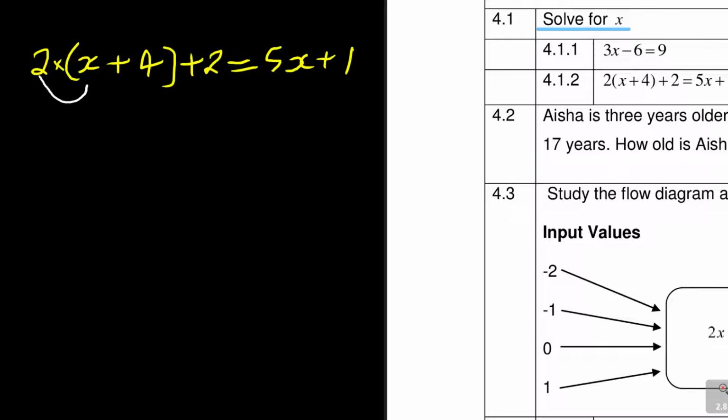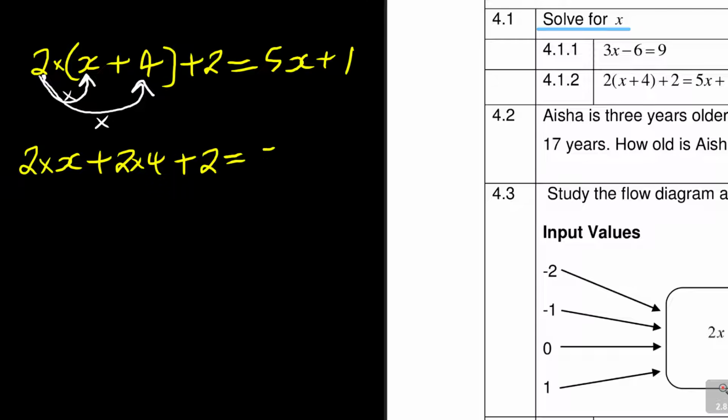You take this 2, it will open up that bracket by multiplying by x, but there is a 4 which is also inside the bracket, so the 2 will also come and multiply the 4. So here what are you doing? You are multiplying. Remember, it's 2 times. So what you're going to have will be 2 times x plus 2 times 4. Are you seeing that? And then the plus 2 is outside the bracket, so you leave it like that, which is equal to 5x plus 1.